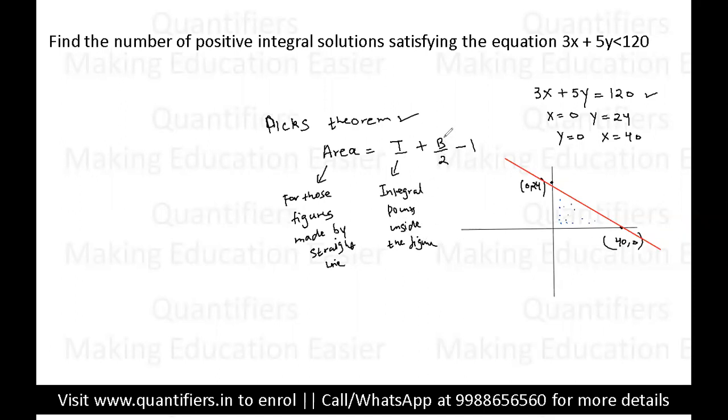And students, B is what? B is the boundary points. Basically the points which are lying on the boundary, or you can say on the circumference. Okay? But students, please remember the boundary points are also the points which are integral, right? Integral points ही लेने हैं आपने boundary points भी. Okay. Now let us come to the question.